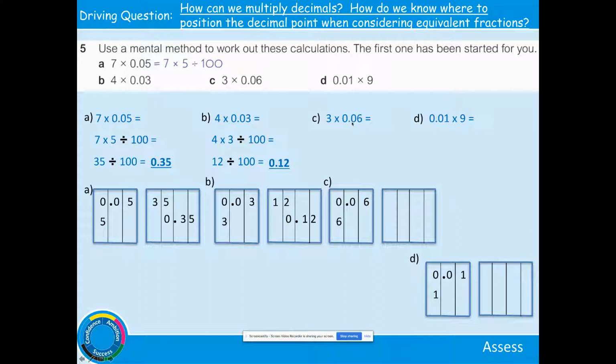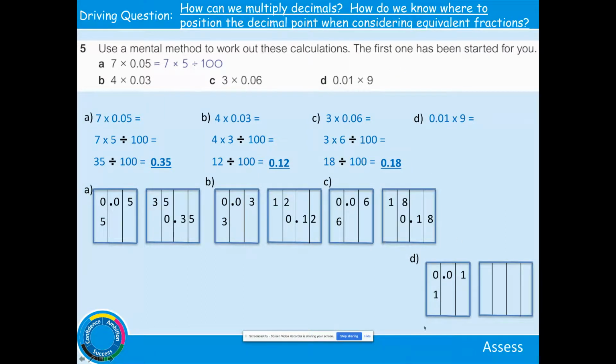3 times 0.06, 1, 2. I need to multiply by 100 to get a whole number, which means I need to divide by 100 as well. So 3 times 6 is 18. Divide by 100, let's do it on the grid, is 0.18.